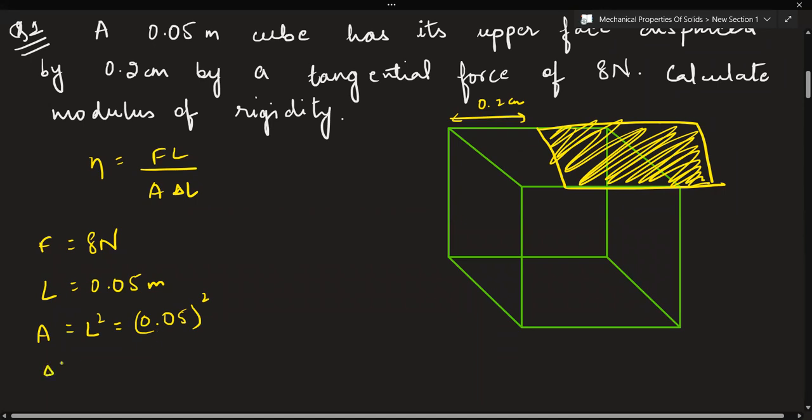And what is delta L? 0.2 centimeter. Or you can say 0.2 into 10 to the power minus 2 meters. This is in meters square. Fine. Now do the calculation.